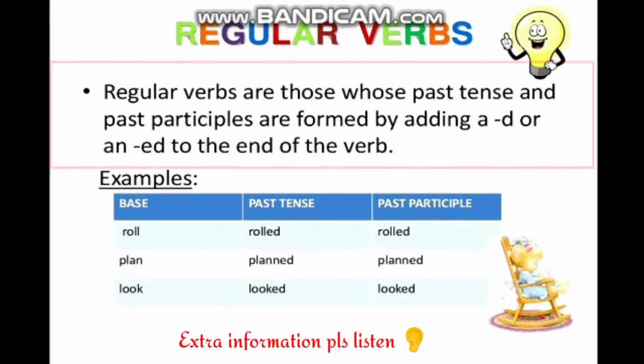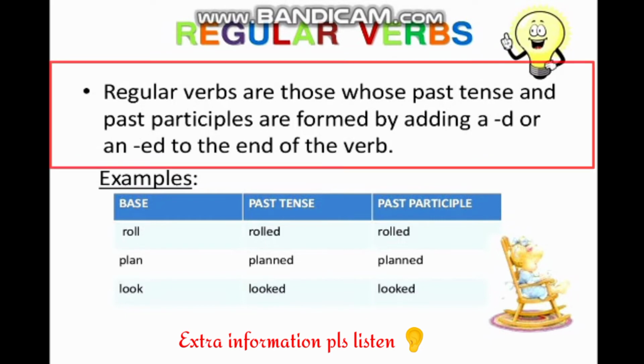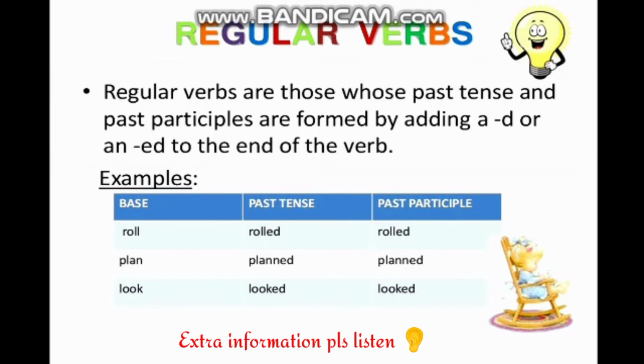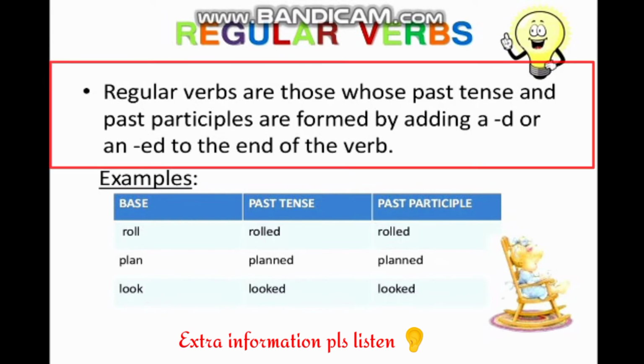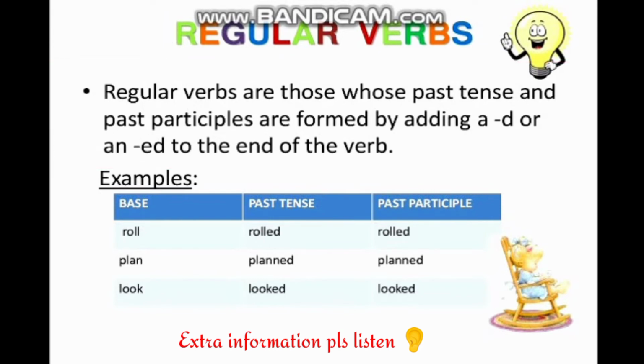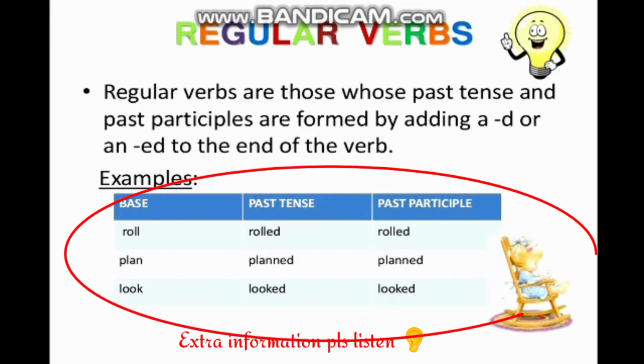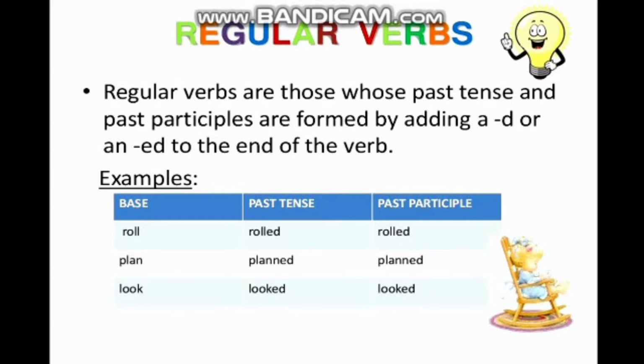Regular verbs are those whose past tense and past participle are formed by adding d or ed to the end of the verb. For example, base forms of the verbs are rule, play, look. The past tense is ruled, played, looked, and the third form is ruled, played, looked.